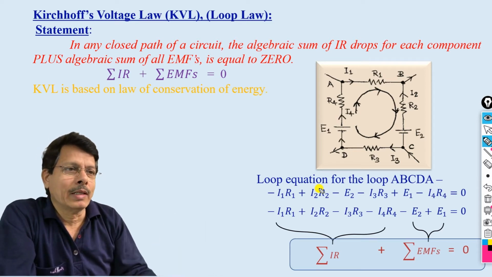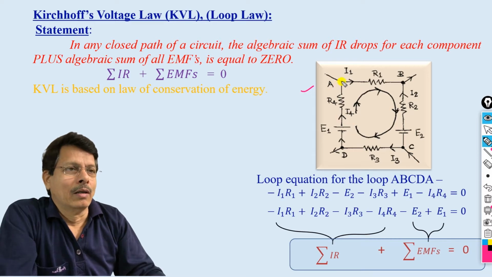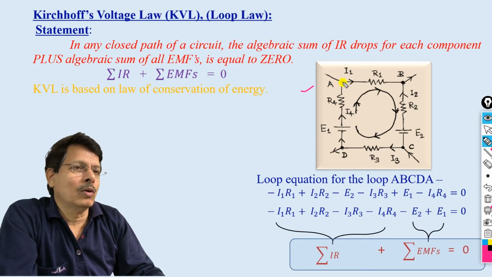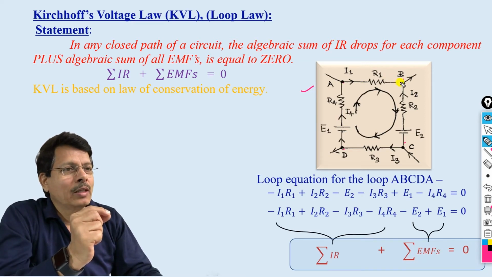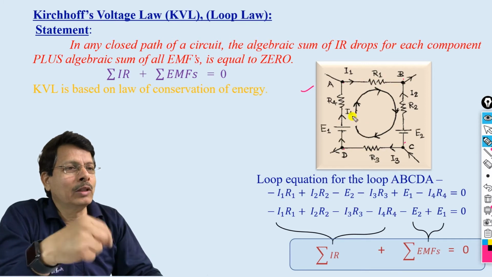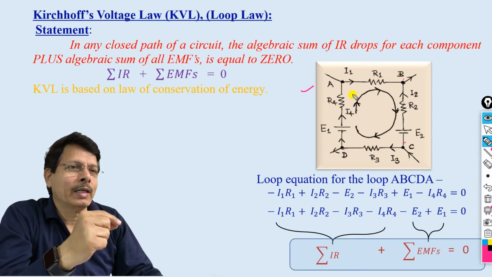So look at the circuit here. This circuit I have drawn has a closed path. That means look at this, A, B, C, D and A. If you start from any particular point, you could reach the same point going through the complete loop, the closed path of the circuit.